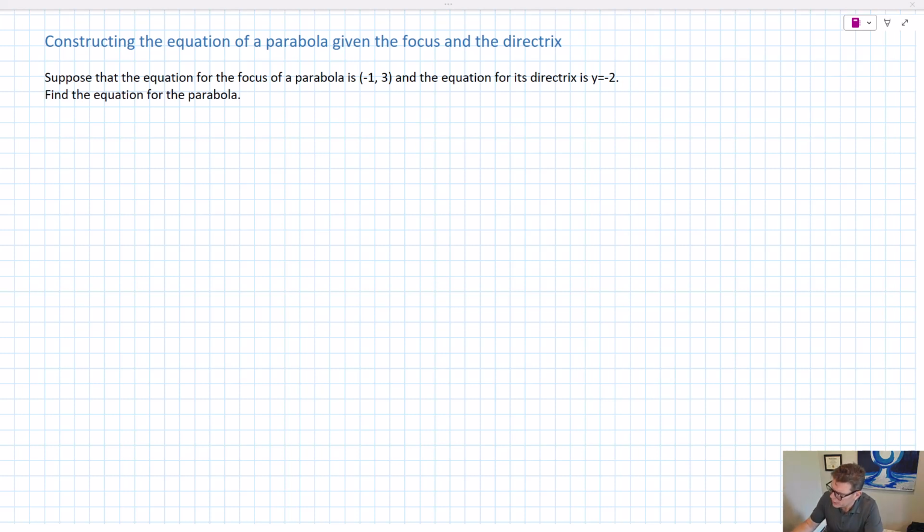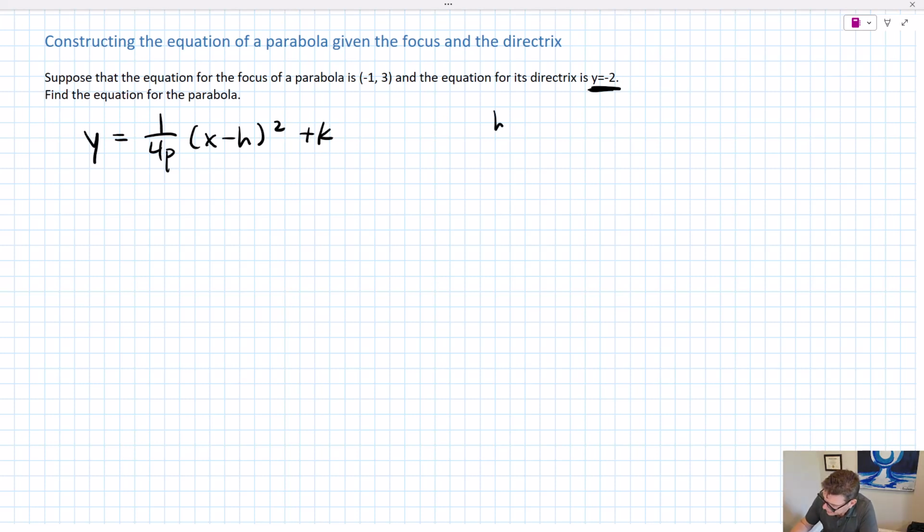Now what we first want to notice is that our directrix, and that's the first thing I'm going to look at, is y equals negative 2. That means that my parabola is going to be up-down. It's not going to be left-right, because y equals negative 2 is a horizontal line. So consequently, my general formula is going to be y equals 1 over 4p times (x minus h) squared plus k. That's the one for the up-down.